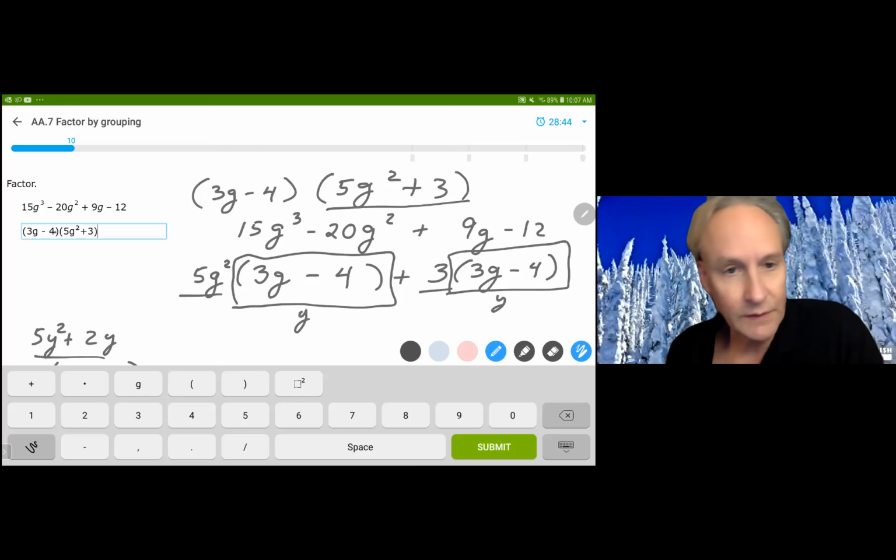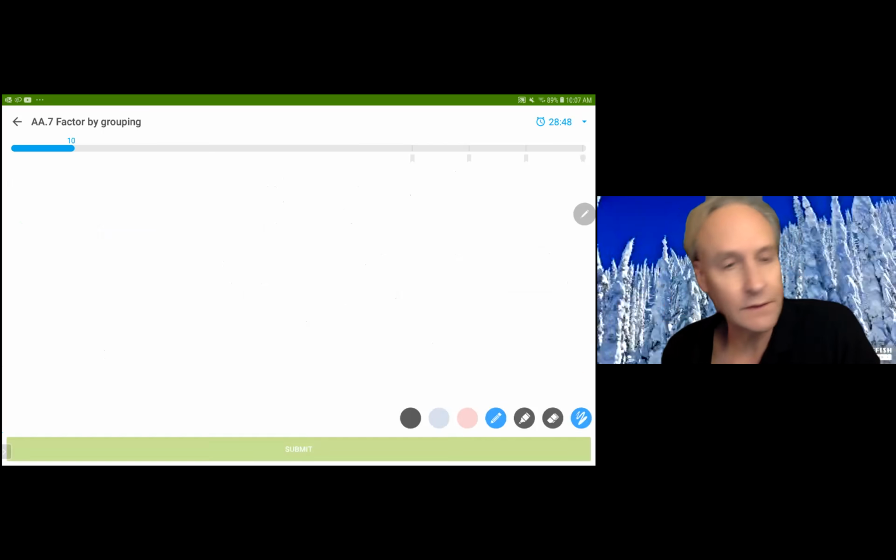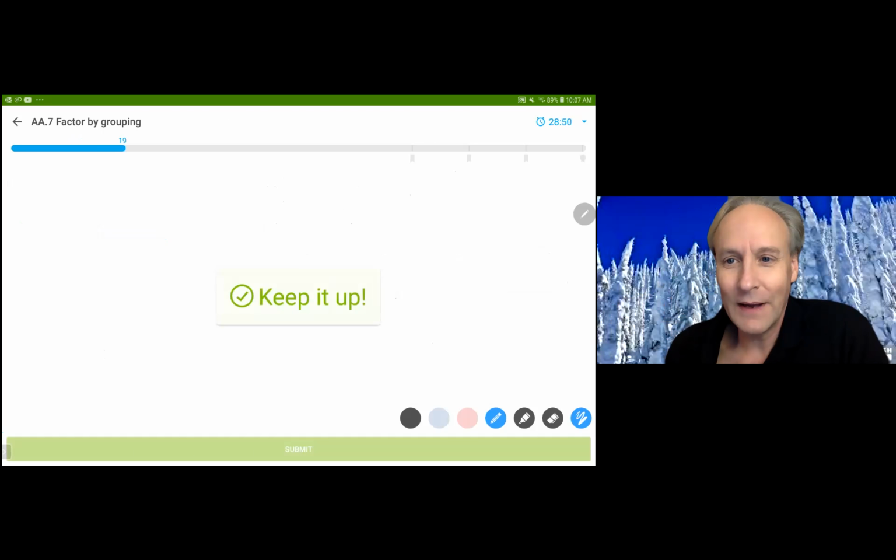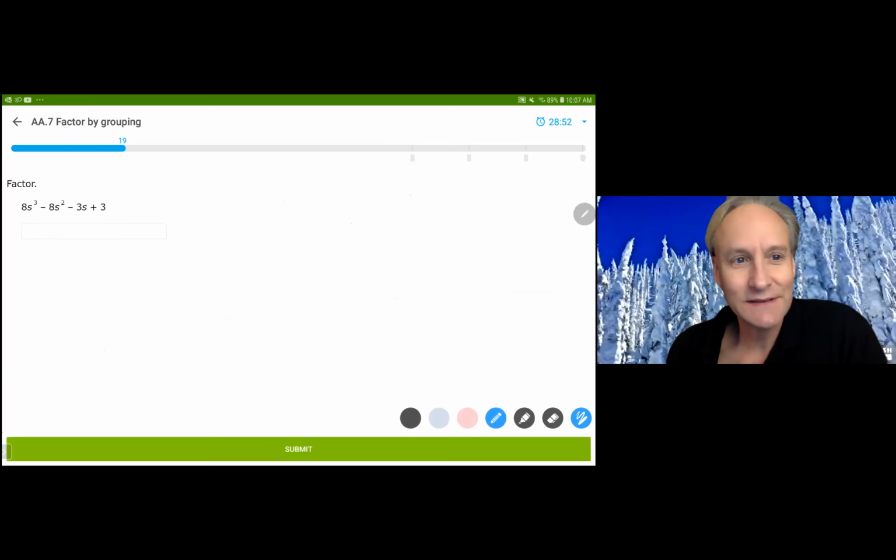I like the case where I don't have to do that up and down thing there. So it looks like it's good. All right, let's see what the next one says.